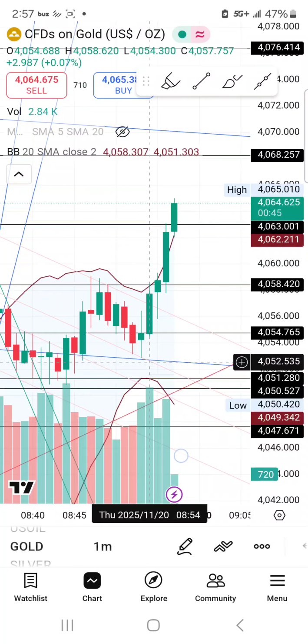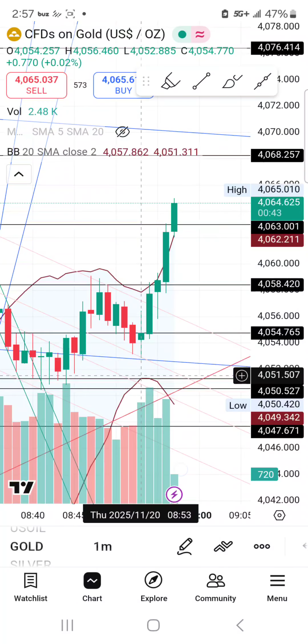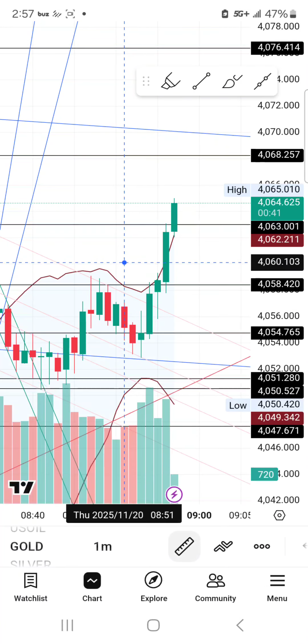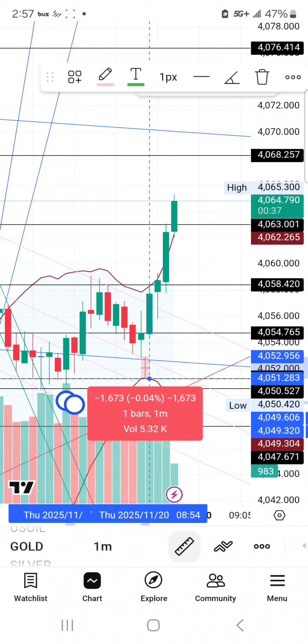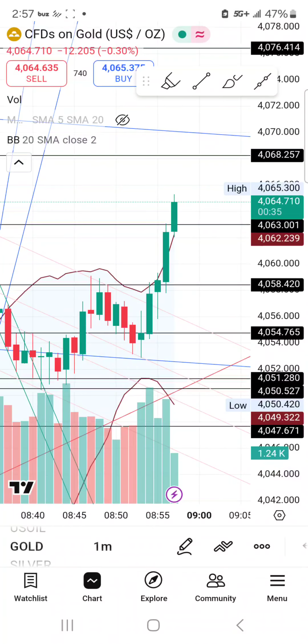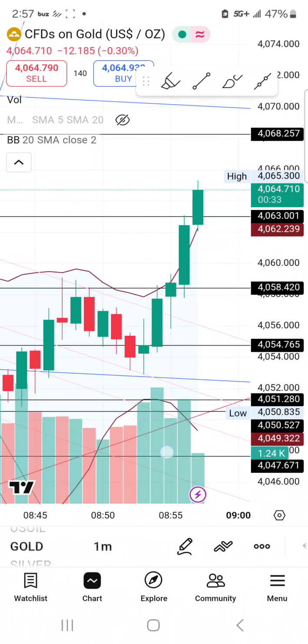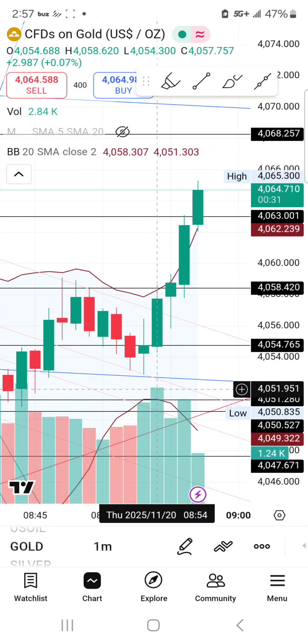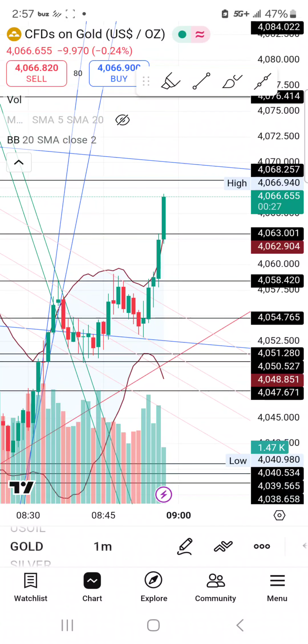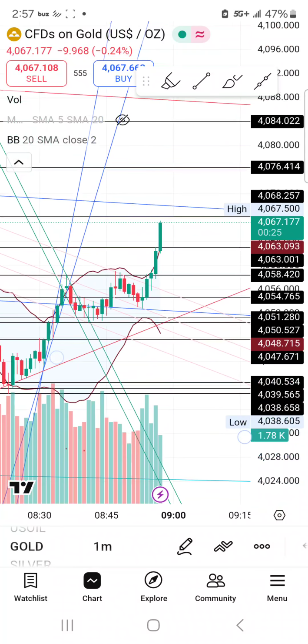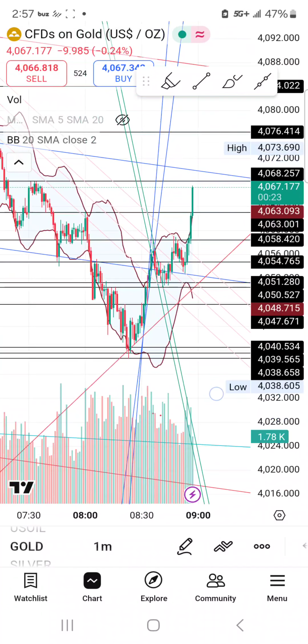4053 to 4051. That's not even a full $2. But I guess, I don't know, these numbers are so big to me. I'm used to looking at small numbers here, you know, three digits, three digits, three digits. But look at that beautiful, beautiful movement.